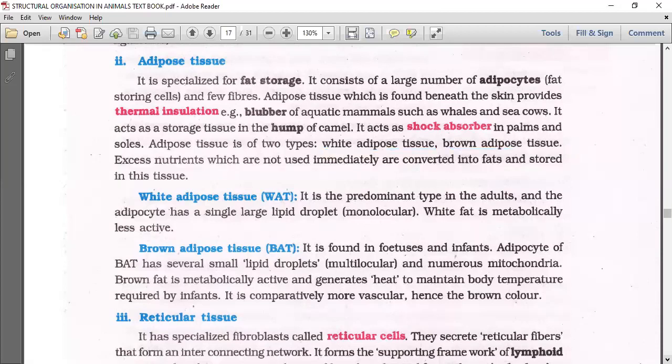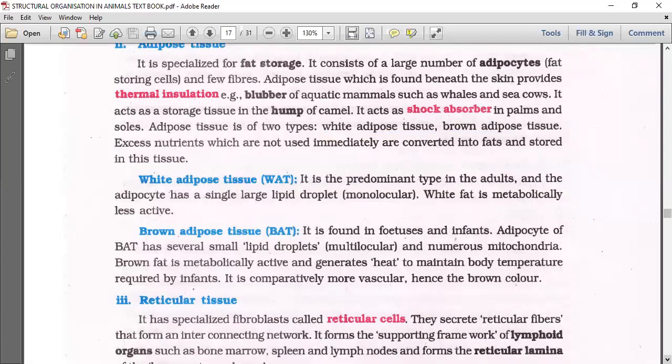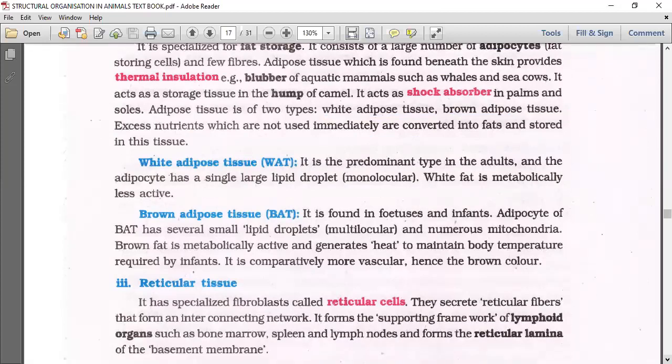Okay, we have 2 types of tissues now: the white adipose tissue and brown adipose tissue. The white adipose tissue is the predominant type in adults, and the adipocyte has a single large lipid droplet. The single large lipid droplet is called monolocular lipid droplet. White fat is metabolically less active because it is a storage type.